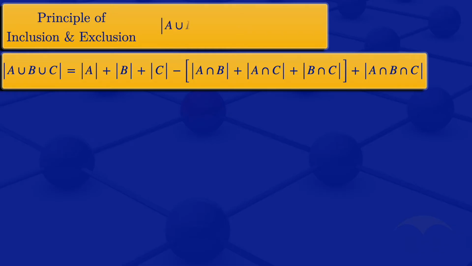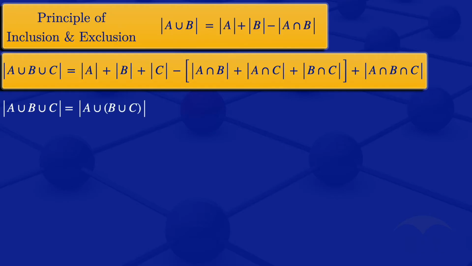It says that the cardinality of A union B is equal to the cardinality of A plus the cardinality of B minus the cardinality of A intersection B. So on the left-hand side, we have the cardinality of A union B union C. I can put the B union C in parentheses. Looking at this part in the parentheses, I can take it to be my B in the principle of inclusion and exclusion. So we have the B here, and B here, B here. I will replace it with this B union C.